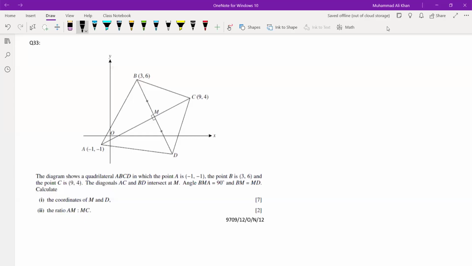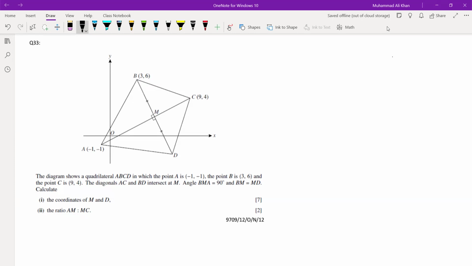Now, this is number 33, 9709, 12 October, November 12. A diagram is given. All the conditions are here. We have to calculate the coordinates of M and D. M is the midpoint of BD. We have to calculate the coordinates of M.